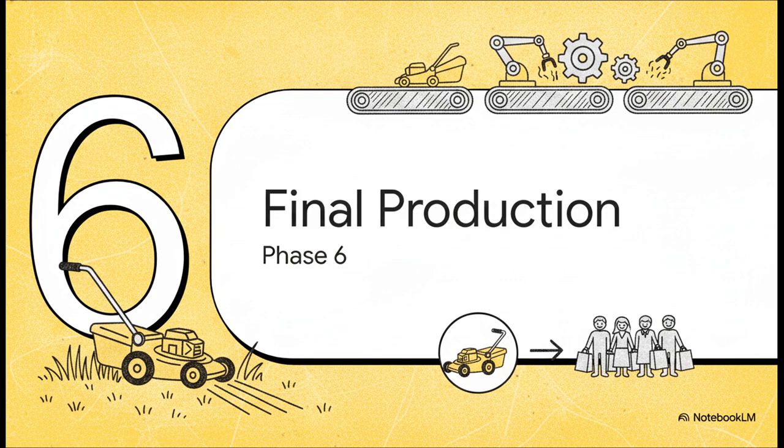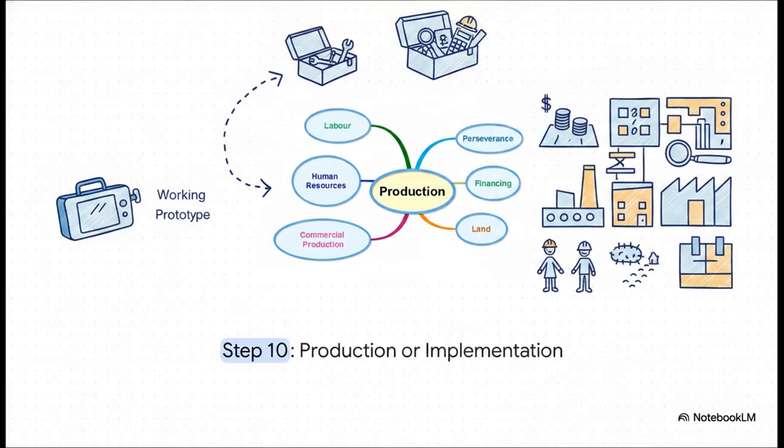That brings us to our final frontier, implementing final production. Step 10 is production. And honestly, taking a working prototype and scaling it up for commercial production brings an entirely different set of real-world variables into play. Just because you are a great inventor does not automatically mean you are ready for this phase. It requires a completely different toolkit.